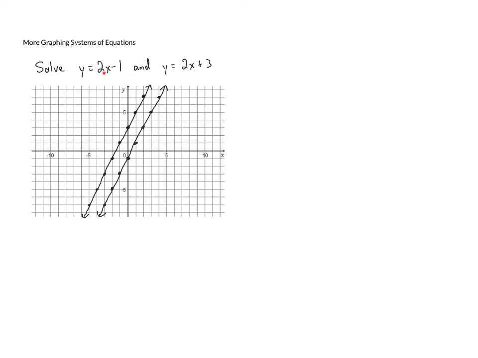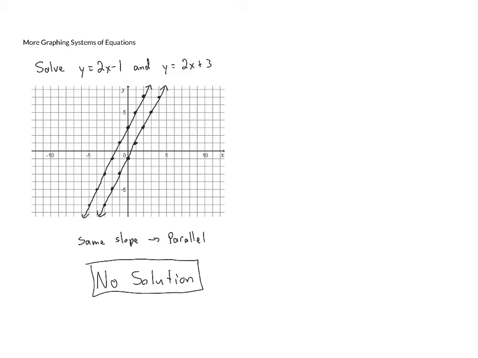If we look at the slopes of these, both of them have a slope of 2. These have the same slope, and lines that have the same slope are parallel. They are never going to intersect. And when two lines never intersect, when they're parallel, and these are the lines we get from a system of equations, because they're never going to intersect, we conclude there is no solution. So in a situation like this, our final answer would be no solution.